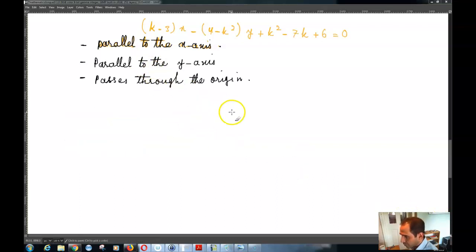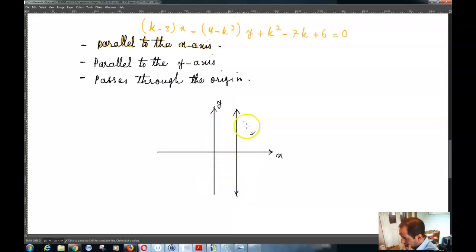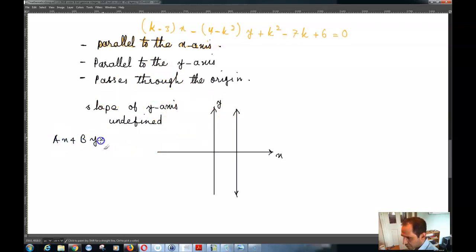And one more thing that we need to basically discuss as well is that if a line is supposed to be parallel to the y-axis over here, let's say that this is the y-axis and this is the x-axis. If I have a line that is parallel to the y-axis, the slope of the line has to be the slope of the y-axis. And you know that the slope of the y-axis is basically undefined. Now, if I have a line, for example, ax plus by plus c is equal to 0, the slope of this line is basically negative a by b.